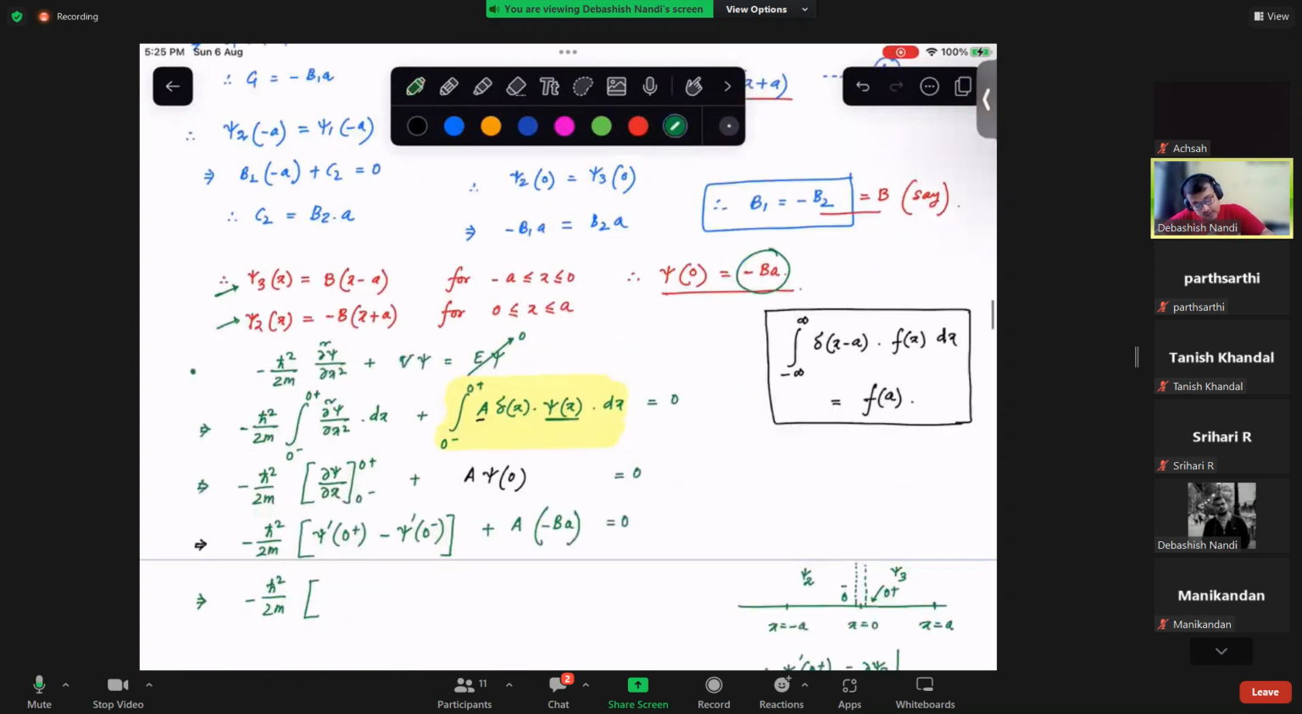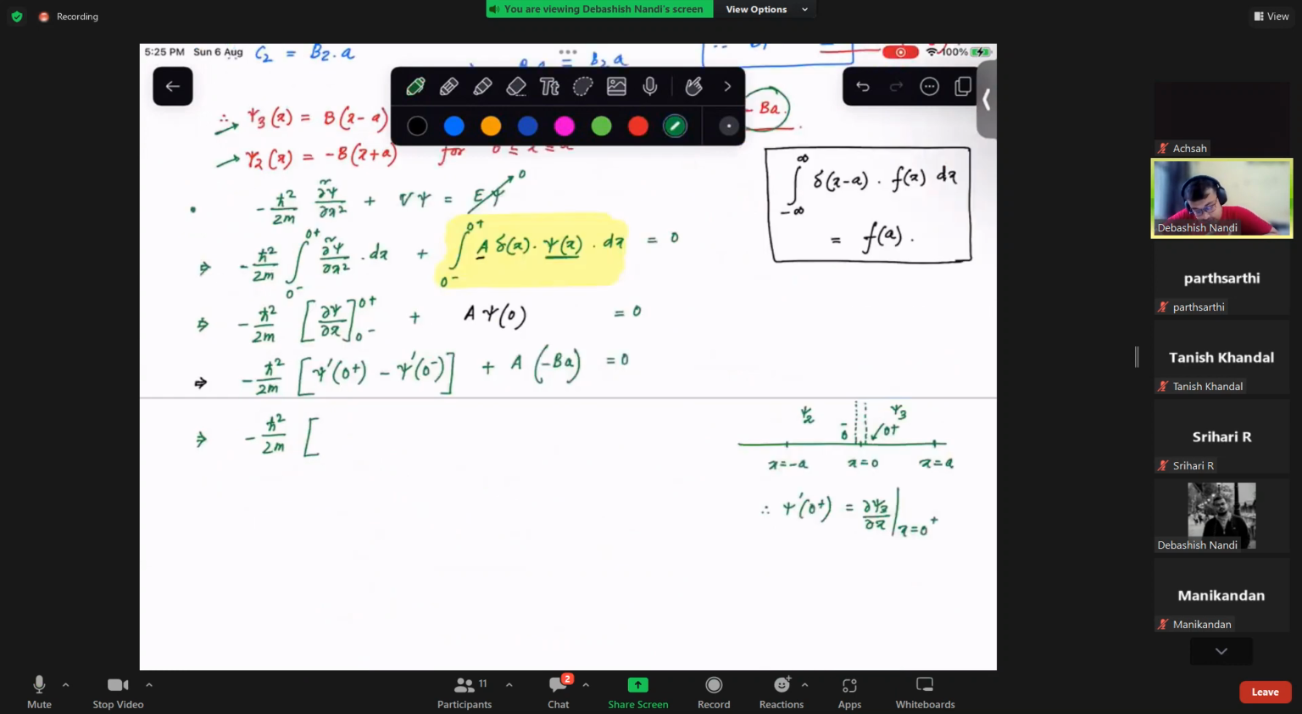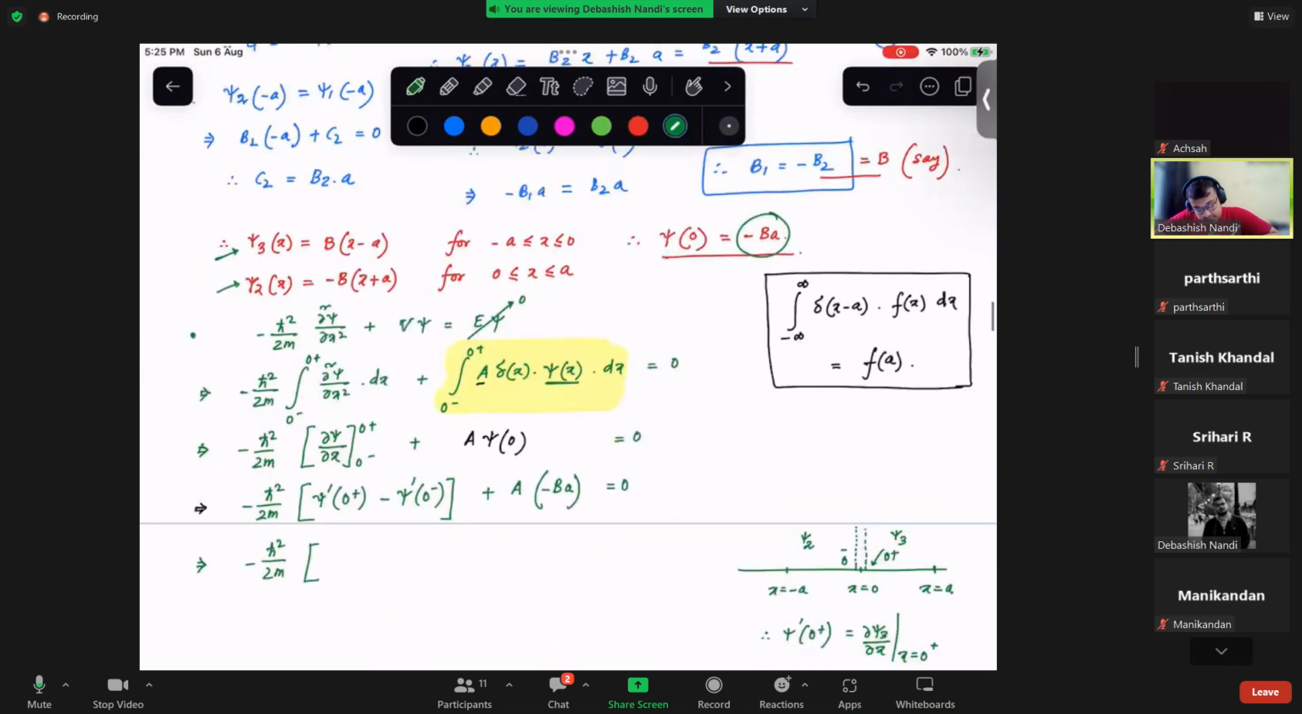So what happens now is that your psi dash 0 plus is nothing but your b. If you take d psi 3 by dx, it is nothing but your b, right? And d psi 2 by dx is equal to minus b. So it is b minus of minus b plus minus a b equal to 0.